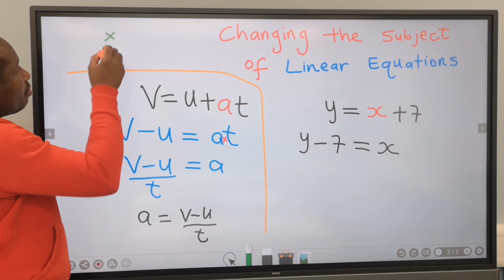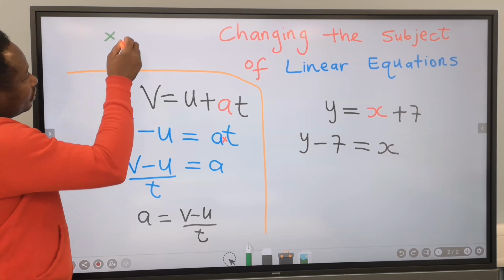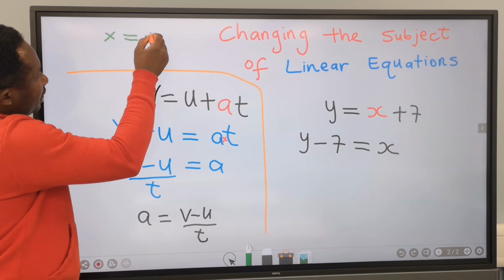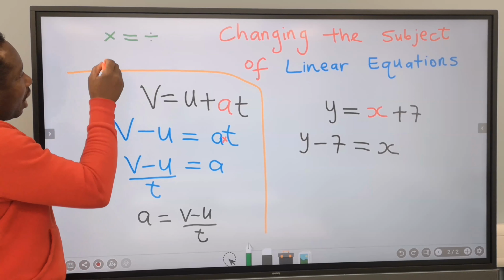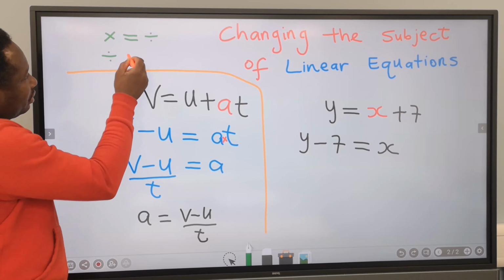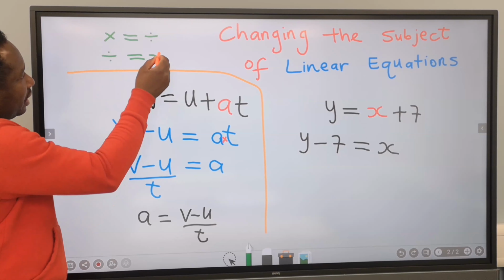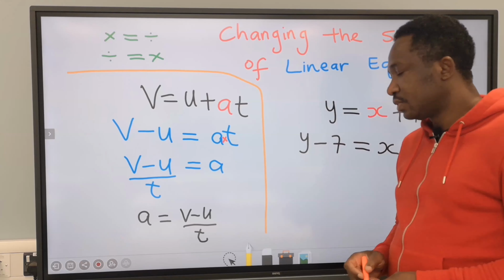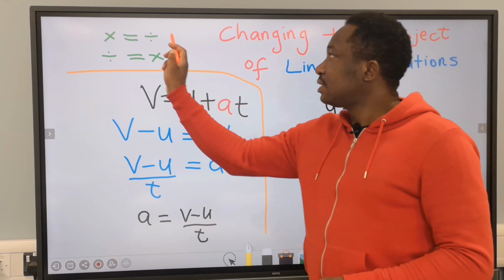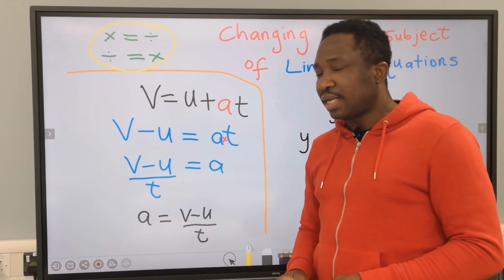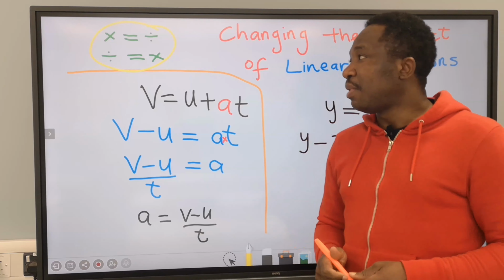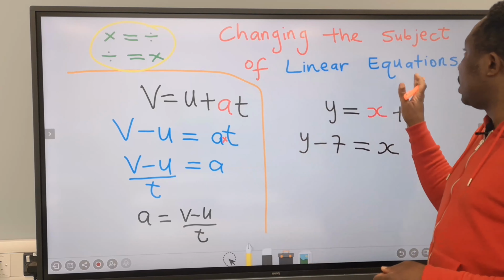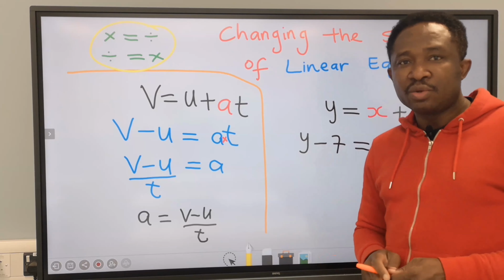Whenever you have a multiplying variable that moves across the equal sign, it will divide. And whenever a dividing variable moves across the equal sign, it will multiply. This is also a very important concept to always remember when changing the subject of linear equations.